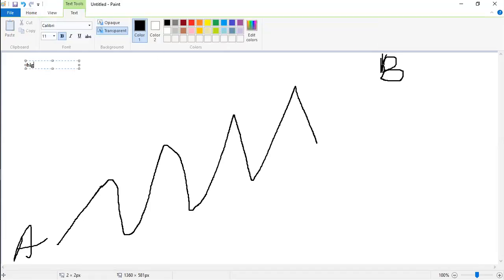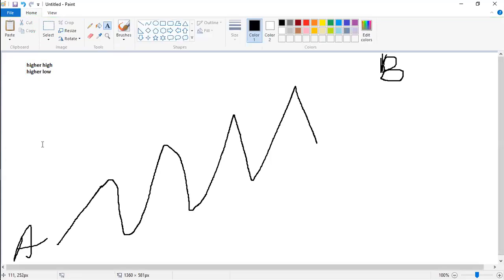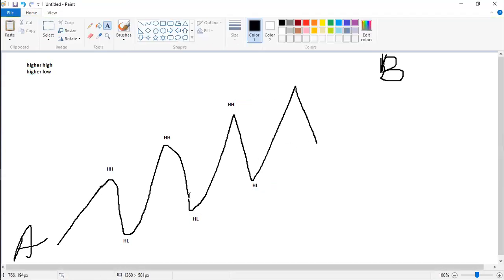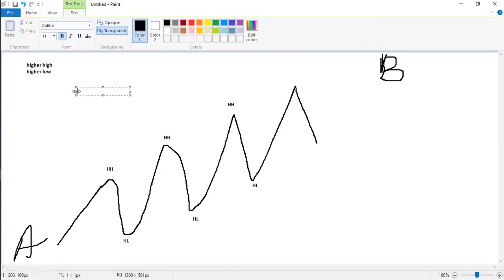So that's a higher high and a higher low. That's why we usually use the abbreviation HH, higher high, and HL, higher low. So that's how the market moves. When the market is going up in an uptrend, we're getting higher highs and higher lows. Right, so now let's go deeper.